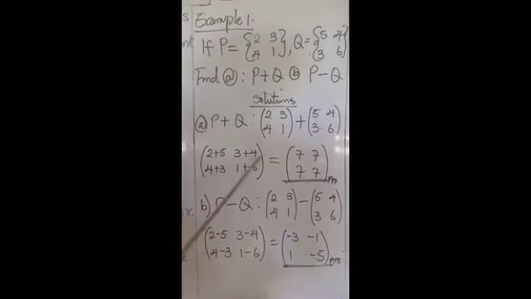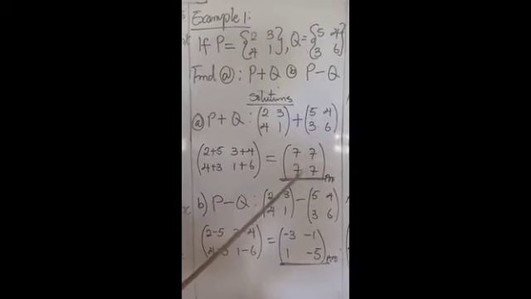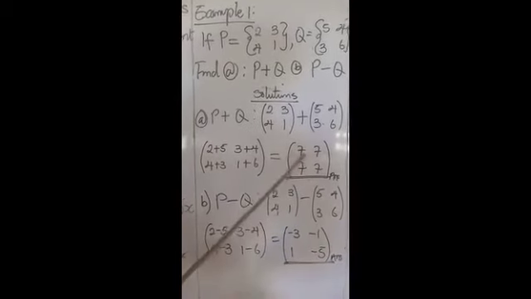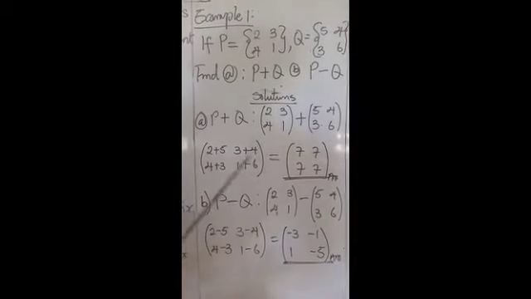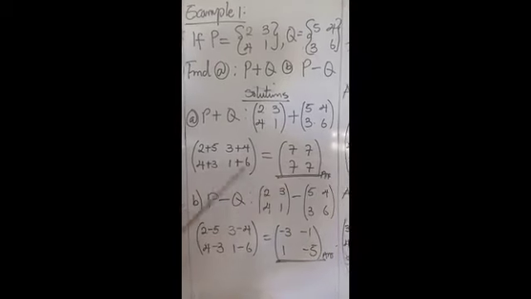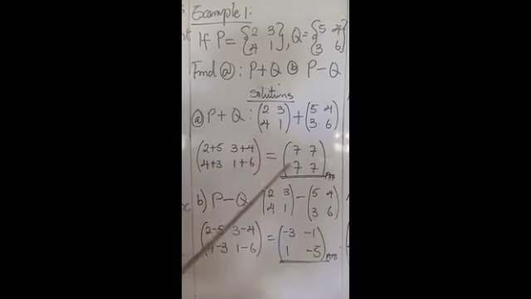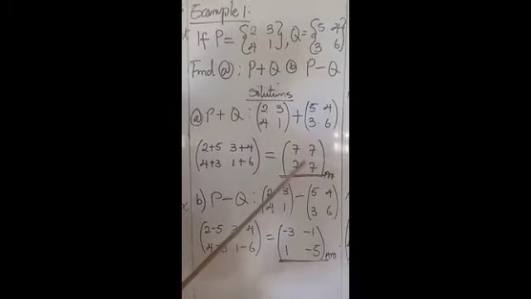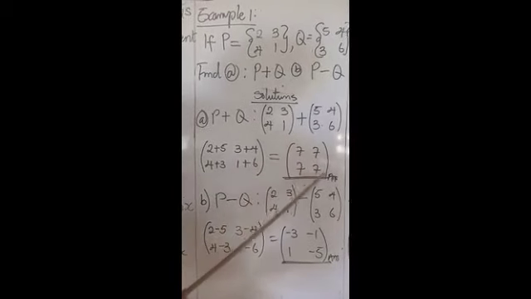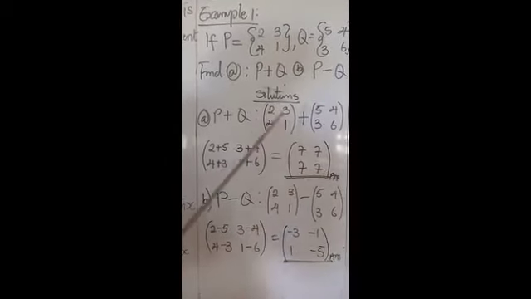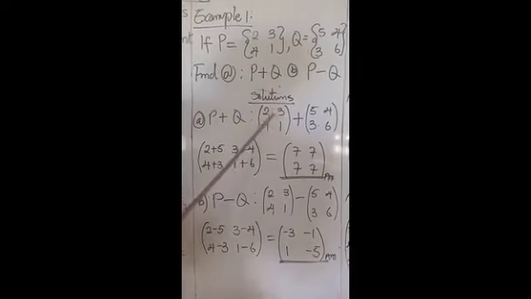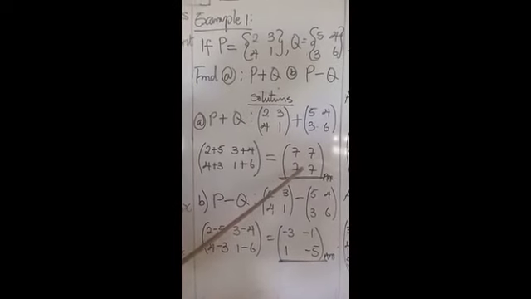Now when you add them, you have 7, 7, 7, 7, because 2 plus 5 will give you 7, 3 plus 4 will give you 7, 4 plus 3 will give you 7, and 1 plus 6 will give you 7. So you will still have a 2 by 2 matrix. Because in your question you have 2 by 2, in your answer you will still have 2 by 2.